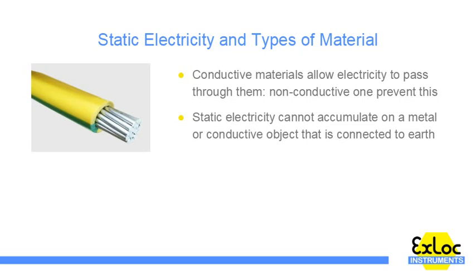It is very important to note that static electricity cannot accumulate on a metal or conductive object that is connected to earth or earthed, as the earth is taken to remain effectively at zero electrical potential. Note that ground, grounded, or grounding are alternate terms to earth, earthed, or earthing, and mean the same thing.